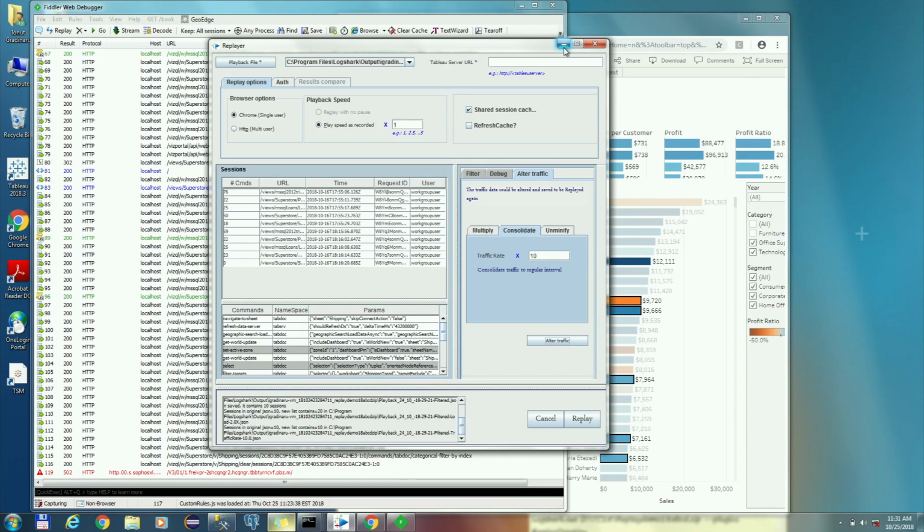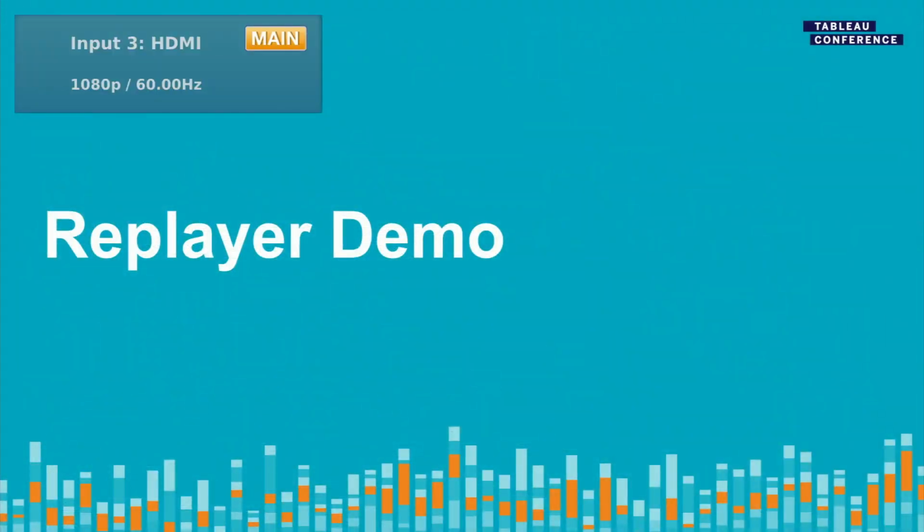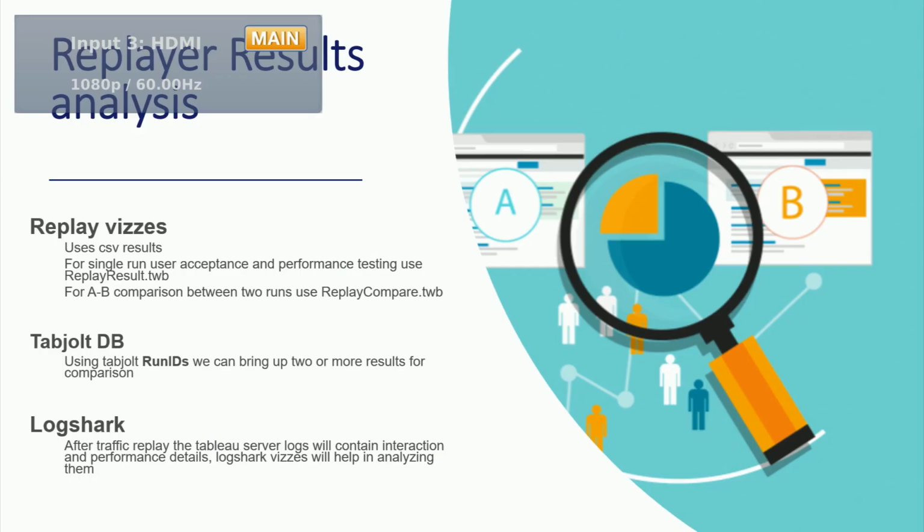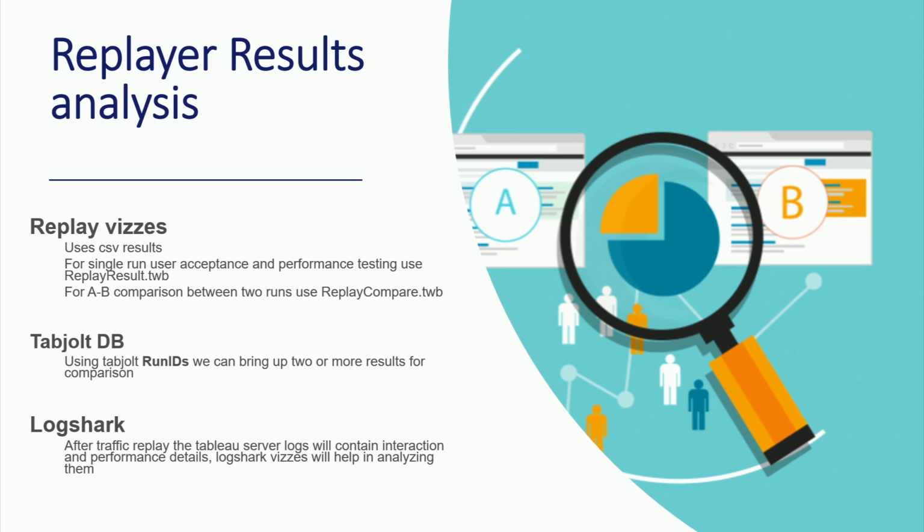All right, let's switch to this. All right, so after running, the next thing you do is analyze the results. Results can be analyzed in three main ways that we use. Replay wizards, first one. The tool comes with two Tableau workbooks for looking at the results.